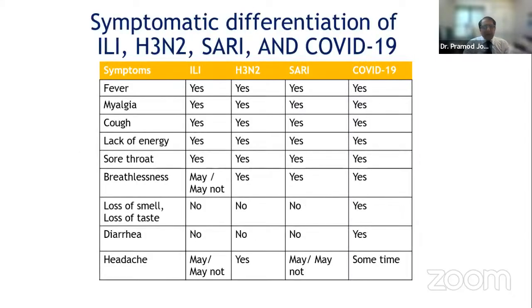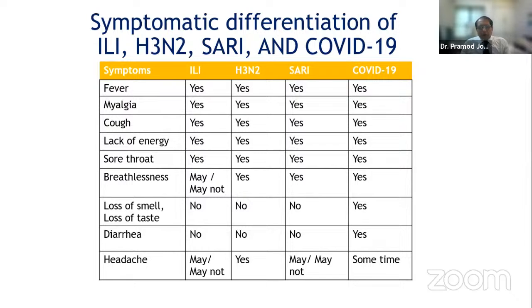Remember, in case you think of all the viruses in the respiratory system, which I told you, like the flu and the para-influenza and the RSV and the adeno and COVID and so on and so forth, even Rajanikanth will not be able to differentiate these different viruses because their presentations are so similar. When it comes to influenza-like illness, that is ILI, or H3N2, or a severe acute respiratory infection, or COVID-19, it is equally difficult. Fever and muscle pain and cough and weakness and sore throat are common in almost all of these.